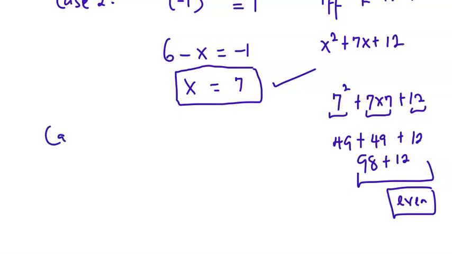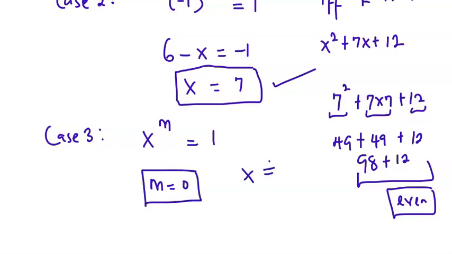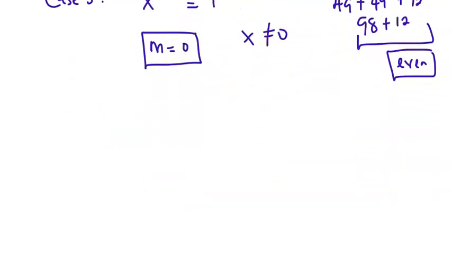Then our final case, which is our case 3, is where we have the following. We're going to let the exponent equal 0. For example, we have that x raised to the power of, let's say, m is equal to 1. So here m will be equal to 0, right? And again, we know x cannot be equal to 0. So this is the case we're going to consider as our last case. So for that, we're going to let the exponent x squared plus 7x plus 12 equal 0.